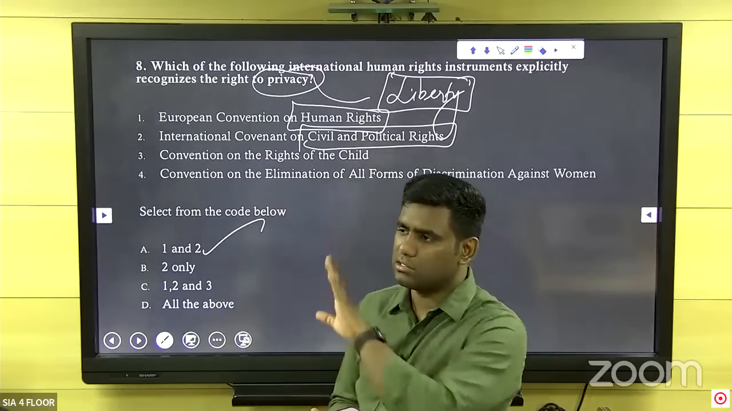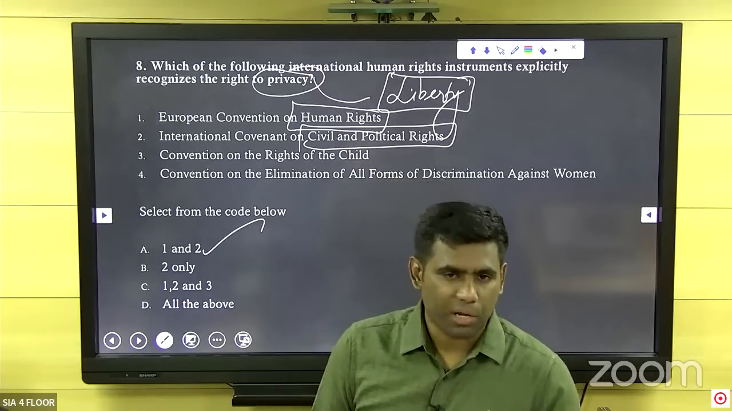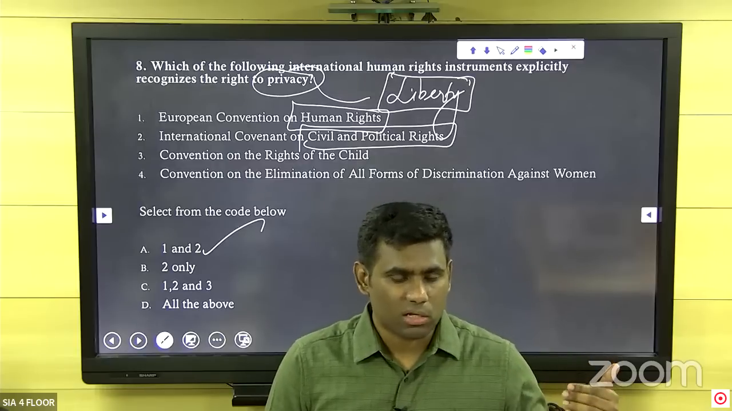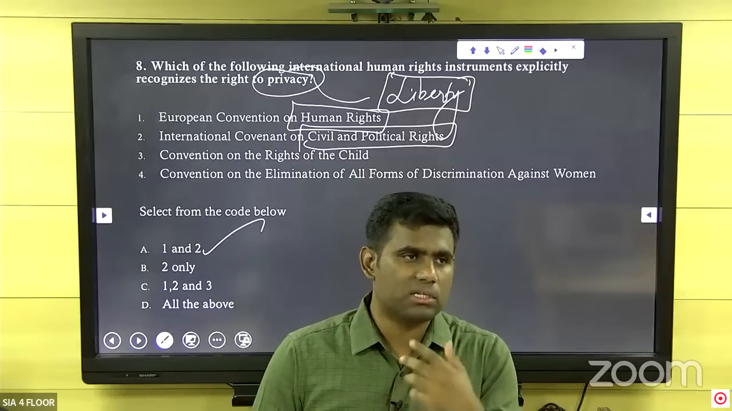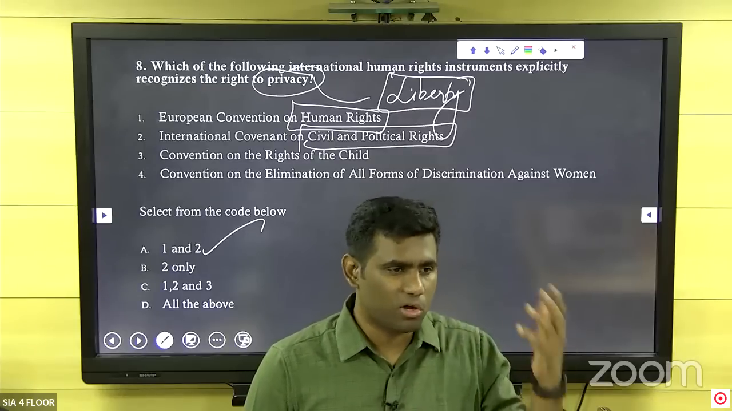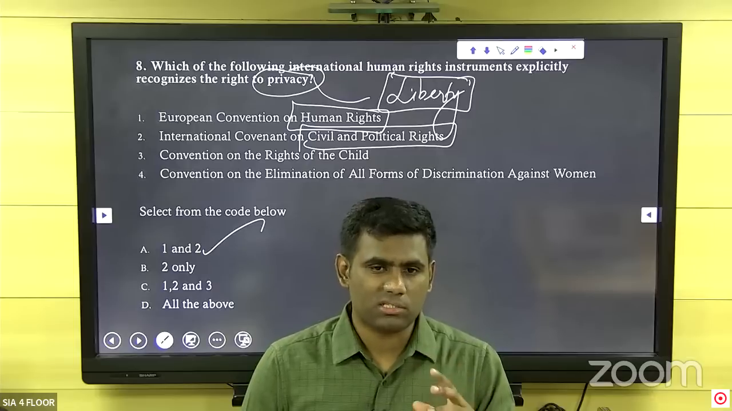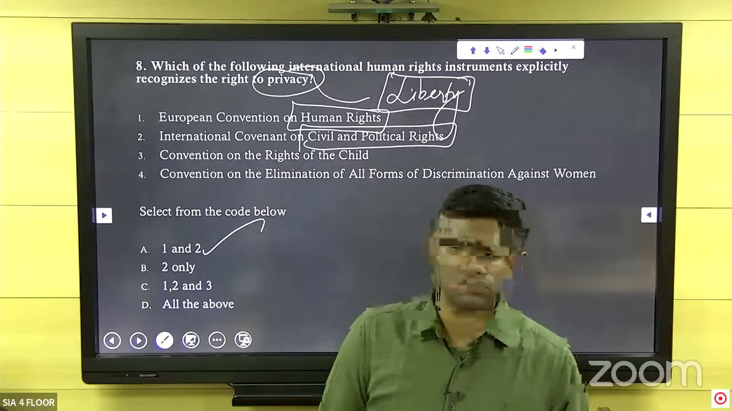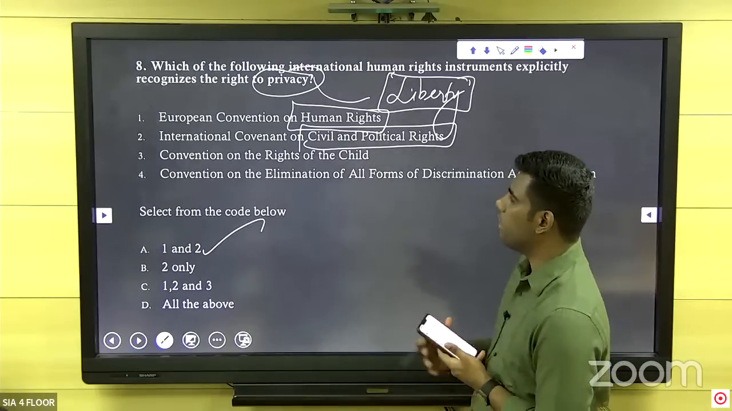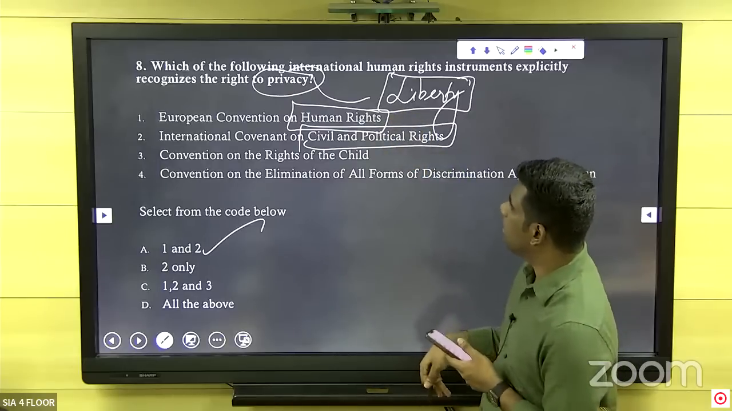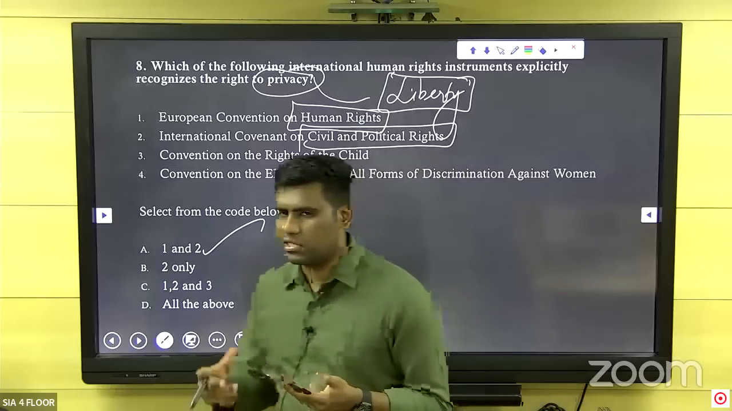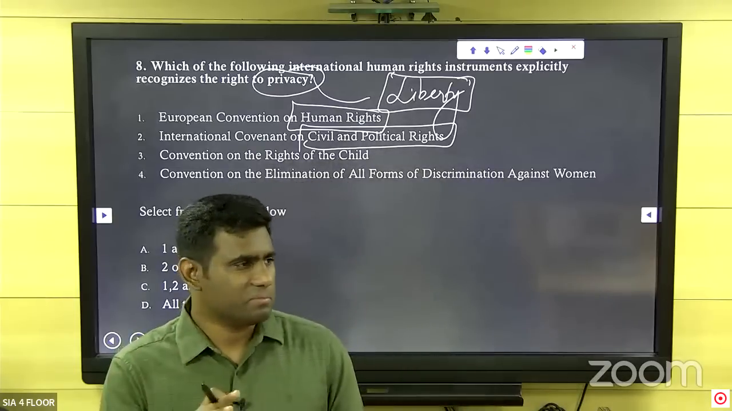But in all these international instruments, the right to have a private life, the right to not be interfered with in one's personal life by the state, these are all explicitly given provisions, because these are Western democracies where the consciousness of individual rights is even stronger, correct? So that is why you will find both 1 and 2 having provisions regarding privacy. You can only think commonsensically.